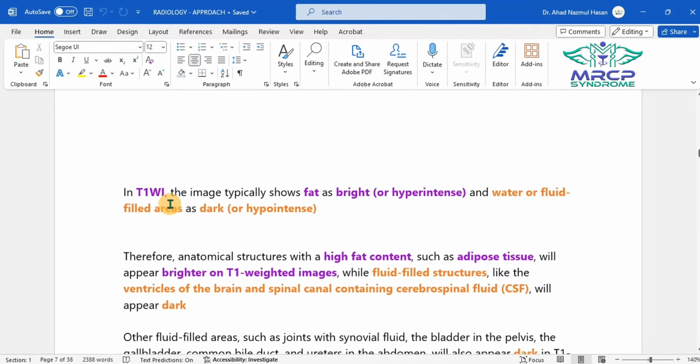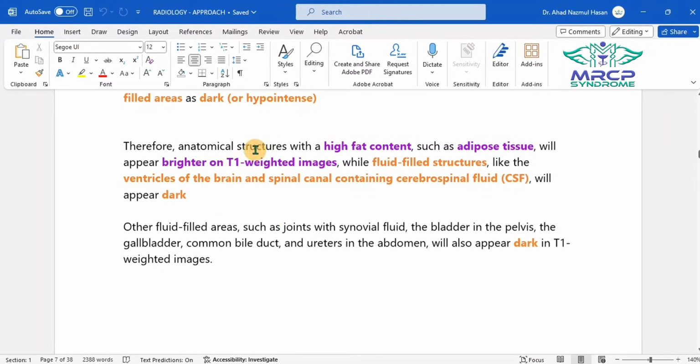In a T1 weighted image, the image typically shows fat as bright or hyperintense and water or fluid-filled areas as dark or hypointense. Therefore, anatomical structures with a high fat content such as adipose tissue will appear brighter on T1 weighted image, while the fluid-filled structures like the ventricles of the brain and spinal canal containing the CSF will appear as dark. Other fluid-filled areas such as joints with synovial fluid, the bladder in the pelvis, the gallbladder, common bile duct, the ureter in the abdomen will also appear dark in T1 weighted image.